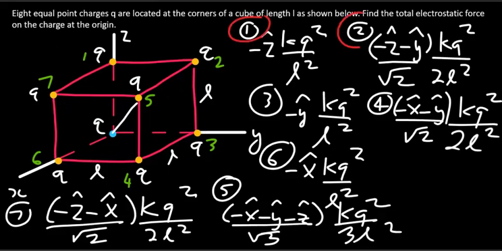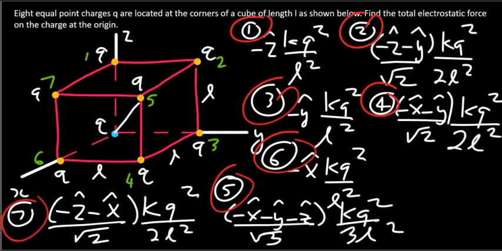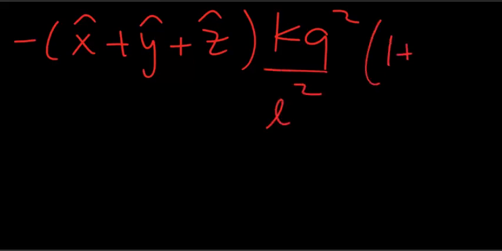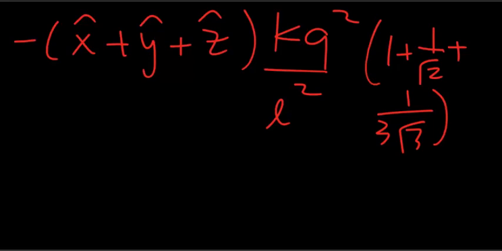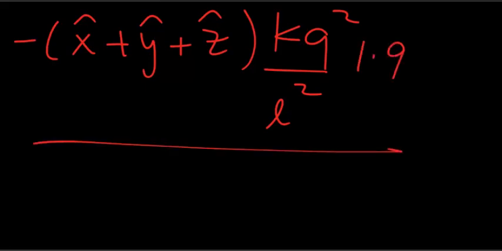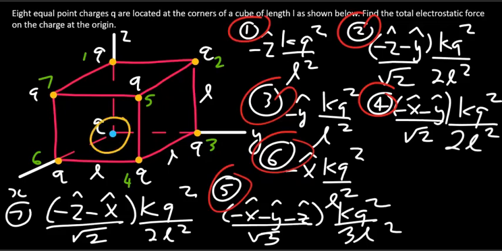Now when you add all these contributions up, you get the final result, which I'm going to write here like that. That's the unit vector kq squared over L squared times 1 plus 1 over square root 2 plus 1 over 3 square root 3. This is just a test in algebra for you to do. The quantity in the last bracket turns out to be 1.9. So there we have it. The final answer is that. So that is the force on the charge at the origin from all the other charges.